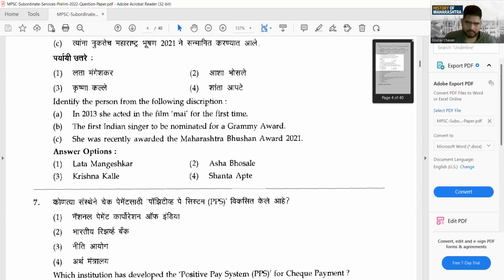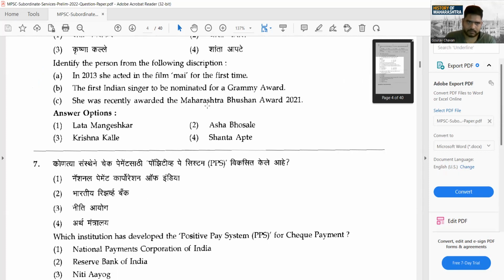Identify the person from the following description. What it is saying is, in 2013 she acted in a film called Mine. So generally, if you know this particular person, you will know who acted in the film Mine, and this was also in the news, person specific. As I told you, generally 2 or 3 questions come in the context of person specific news. This is one example of that.